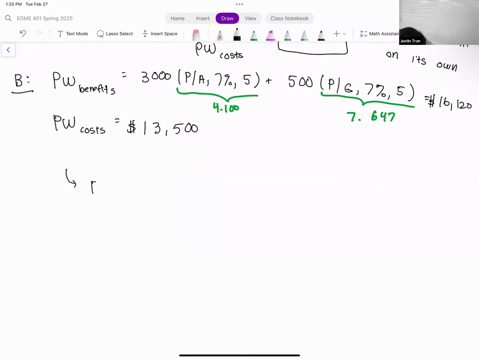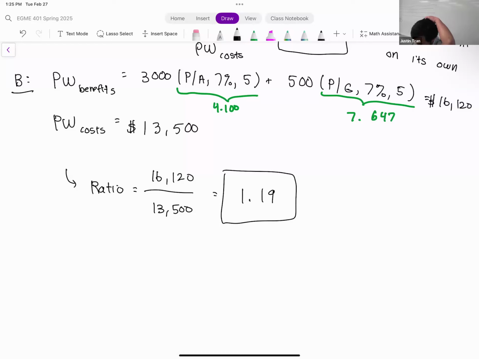All right, taking this information, we can compute the ratio. The benefit to cost ratio is 16,120 divided by 13,500, and what we get from this is 1.19. We can see from this that machine B is also a good investment, because we get more benefits than costs. The fact that our ratio is greater than one tells us that.